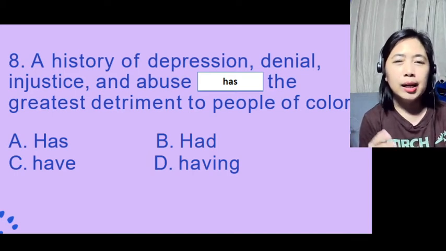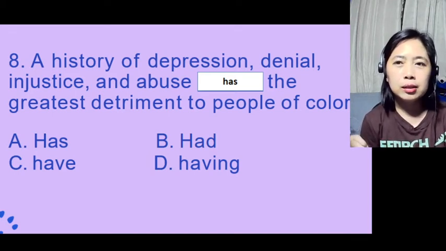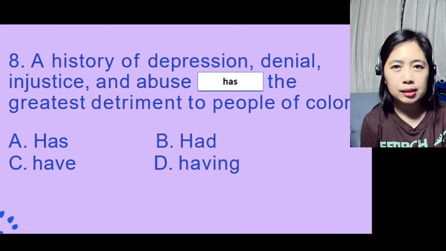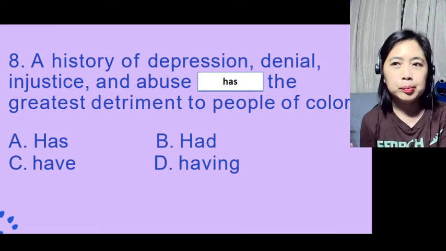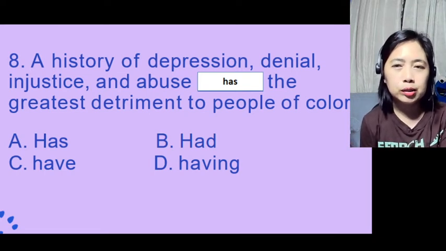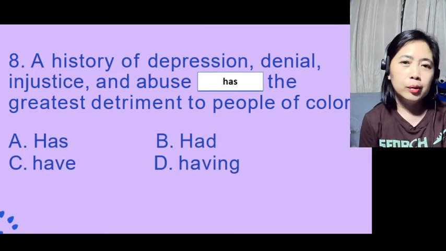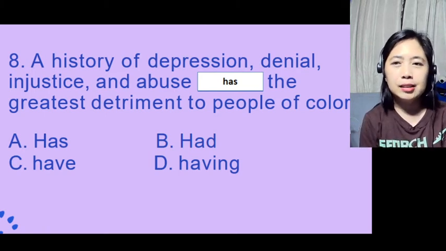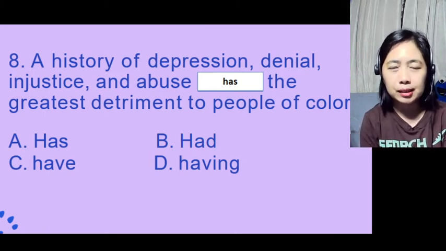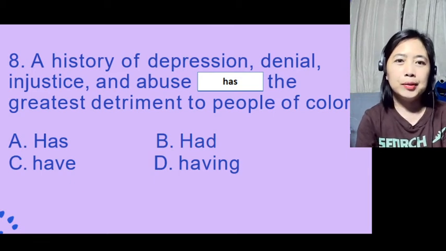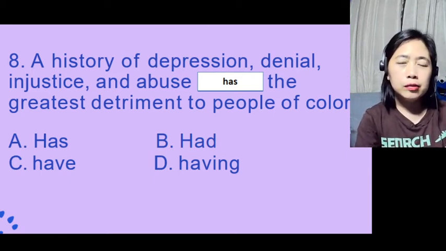Again, if the choices are looking for a verb, then you have to look first at the subject. So what could be the appropriate verb to use when your subject is already provided? You are looking for the correct or the best verb, right? So here we'll look for the subject. The subject is history.